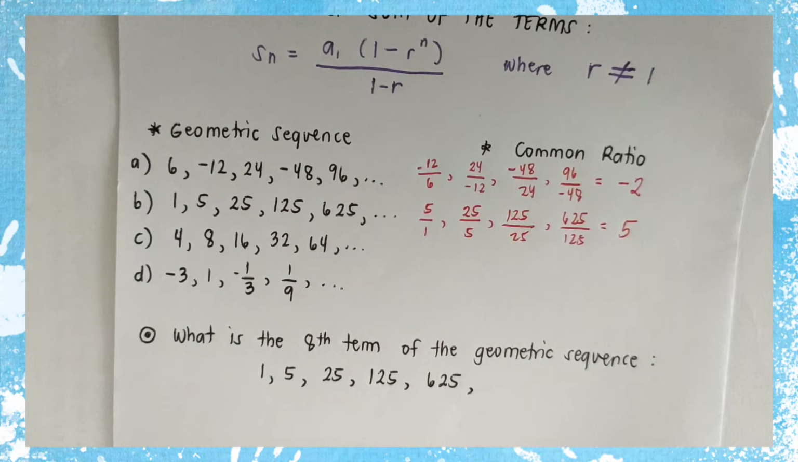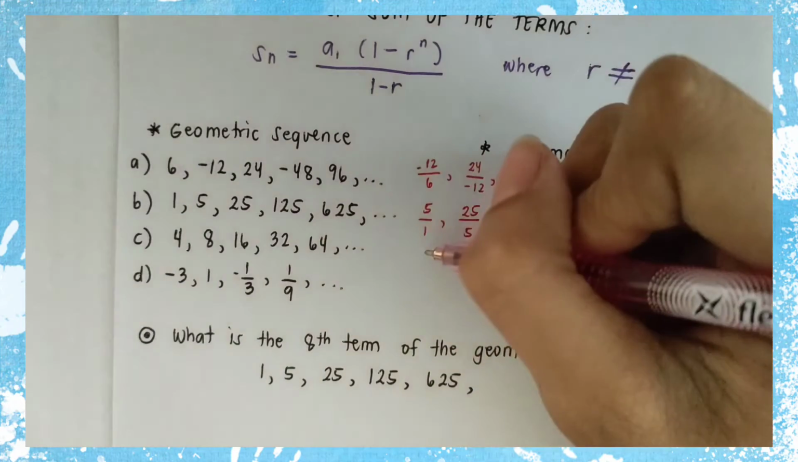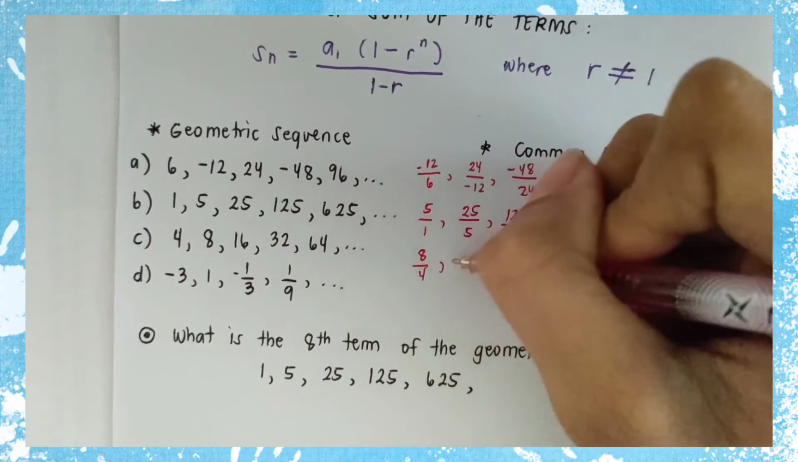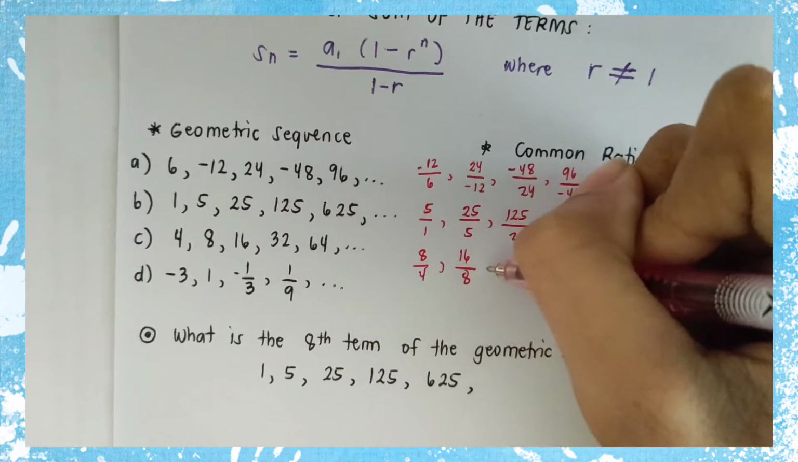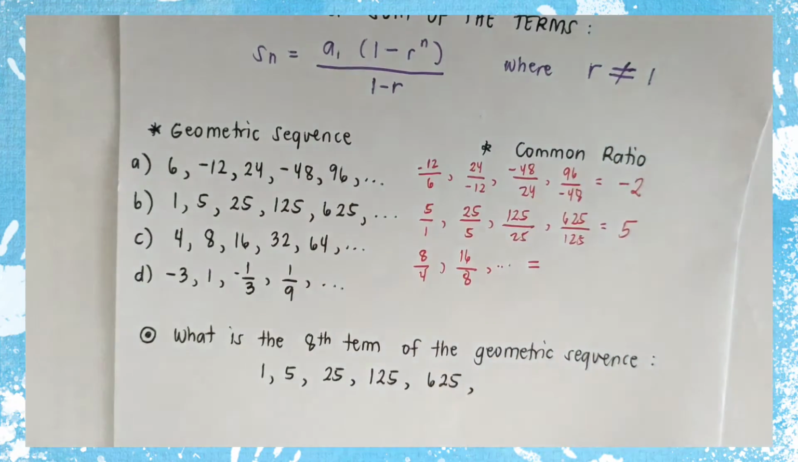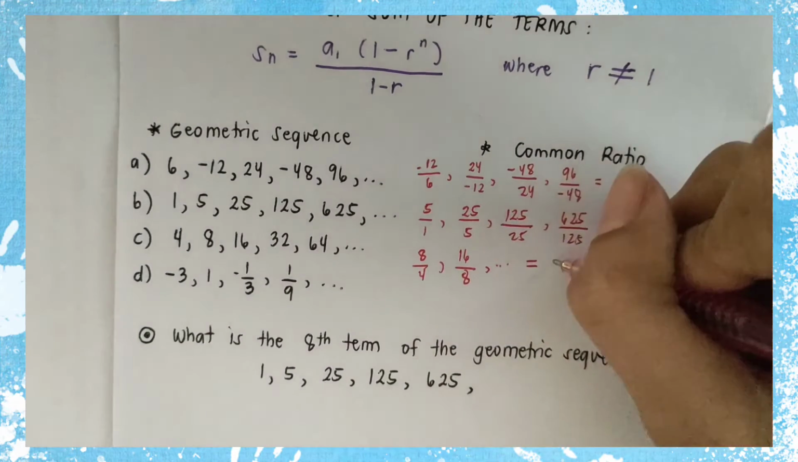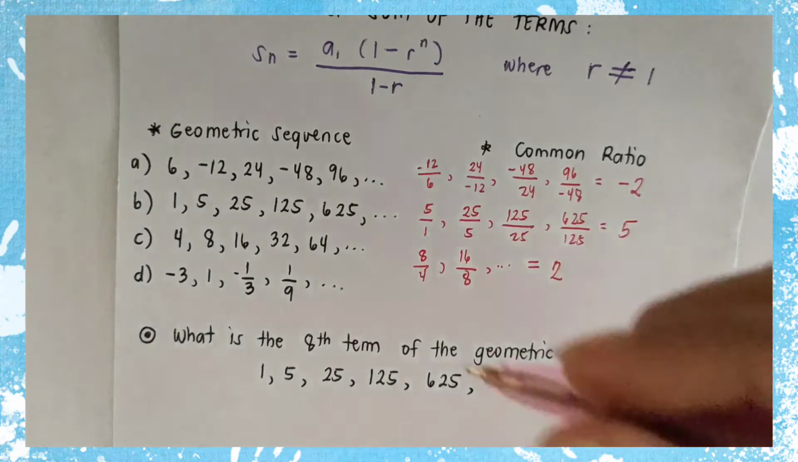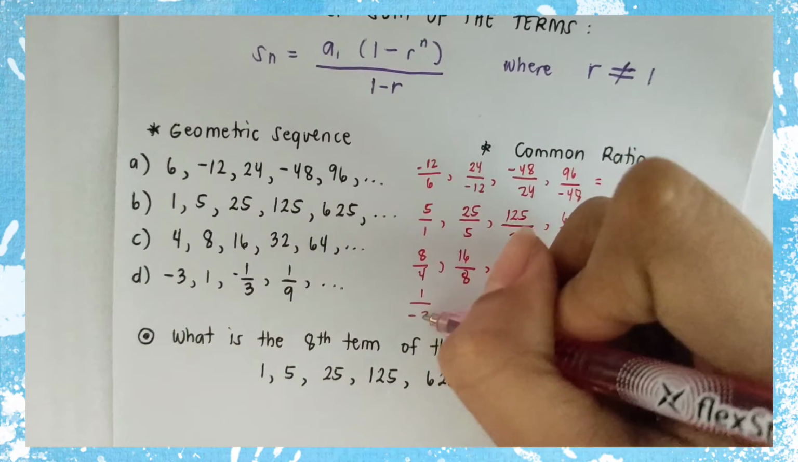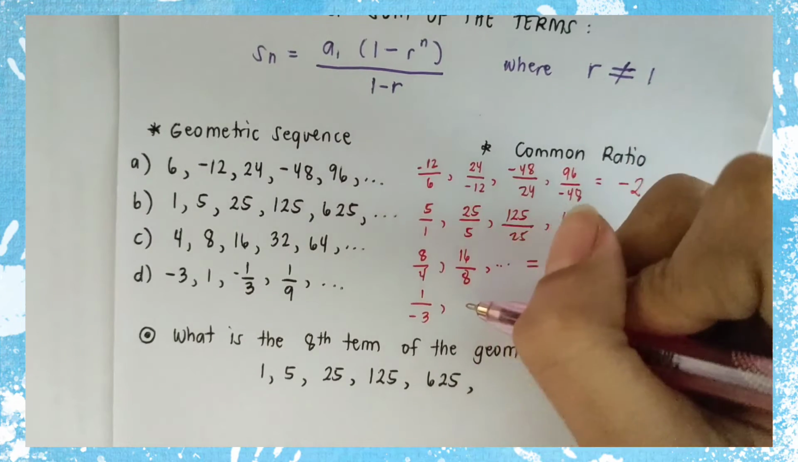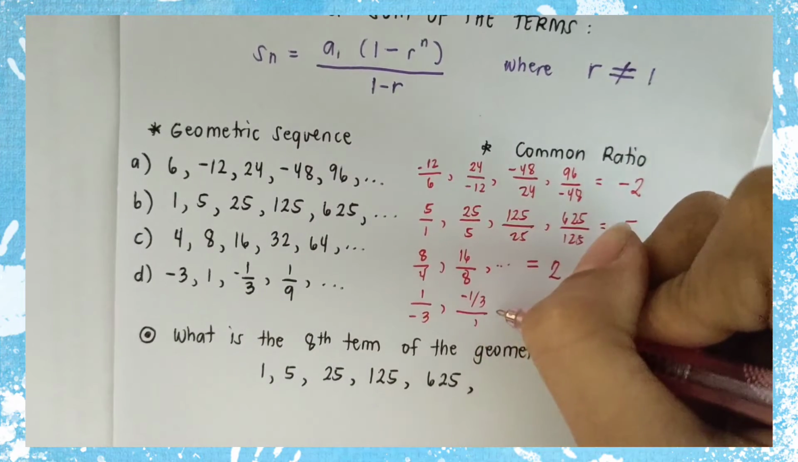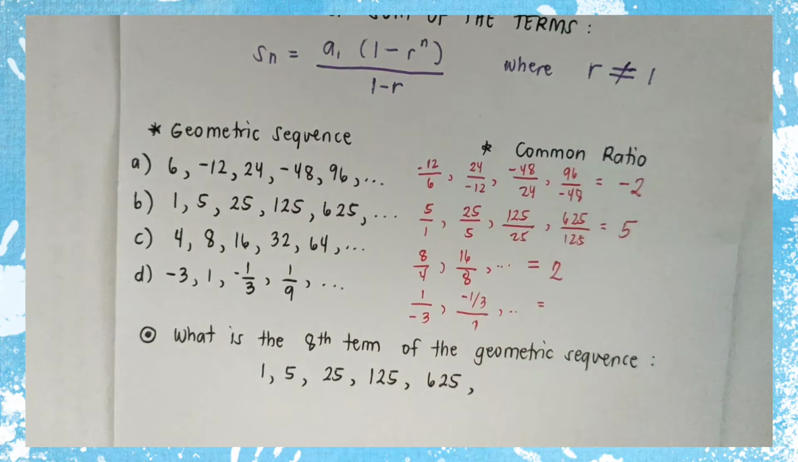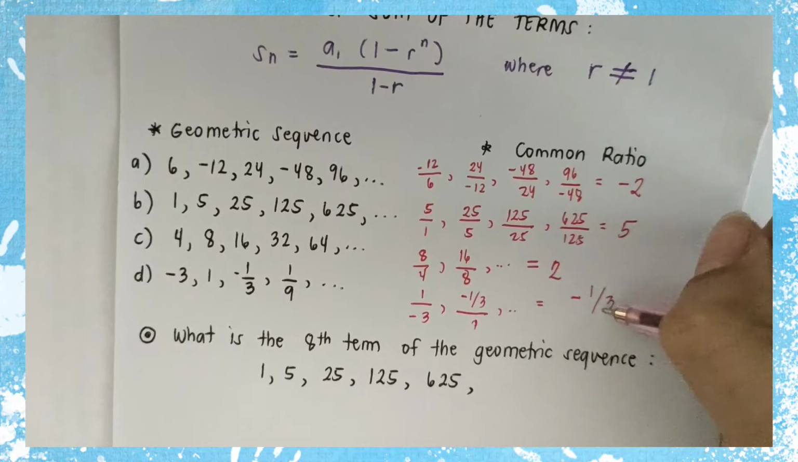Now, letter C, we have 4, 8, 16, 32, and 64. 8 divided by 4, 16 divided by 8, and so on. So the common ratio is 2. Letter D: negative 3, 1, negative 1/3, 1 over 9. So let us divide 1 by negative 3, negative 1/3 divided by 1, and so on. The common ratio for letter D is negative 1/3.